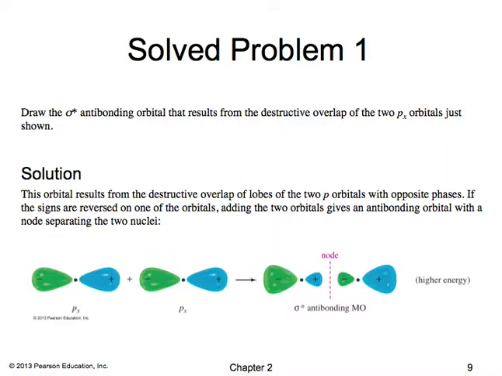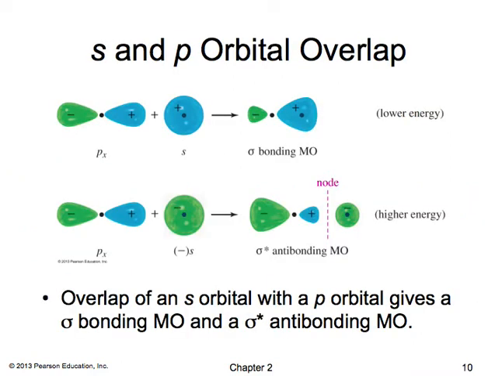So if we have a problem: draw the sigma star antibonding orbital that results from destructive overlap of two px orbitals. What does it look like? That's when the positive and the negative lobes don't align with one another, forming a node, and you have a sigma star antibonding molecular orbital. This is going to be higher in energy.